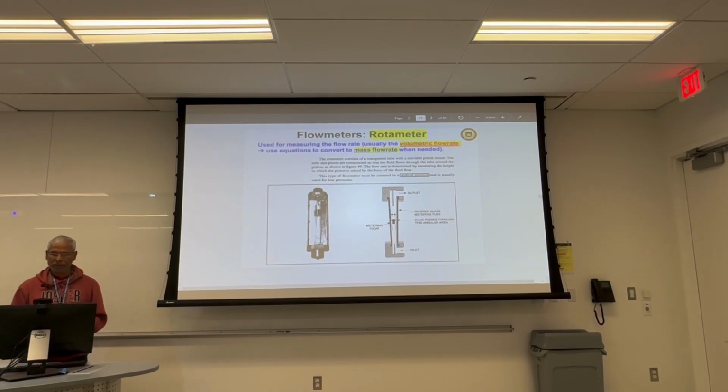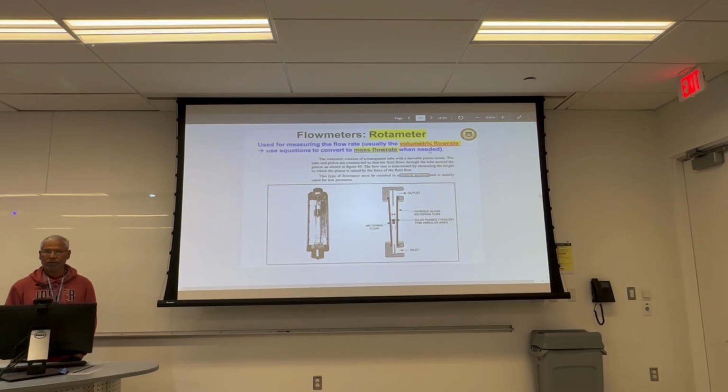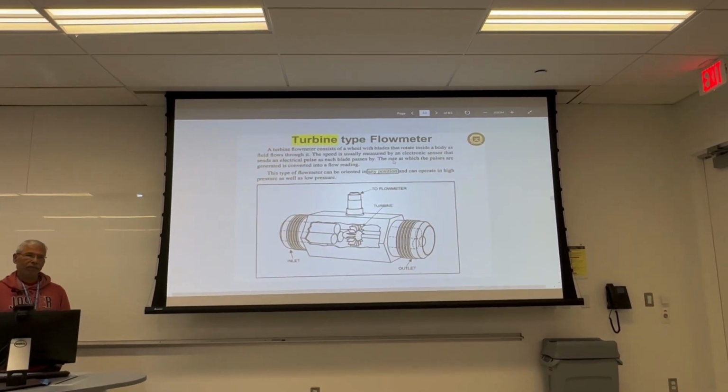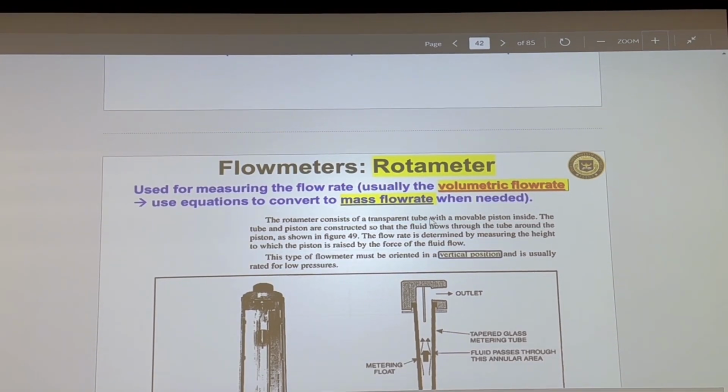You have turbine measurements. Anyway, you measure flow rates, volumetric flow rates, and use equations to convert to mass flow rate when needed. If you are measuring in volume, by multiplying with the density you convert to mass flow rate. Other technologies: right now we talked about one technology, the rotameter.